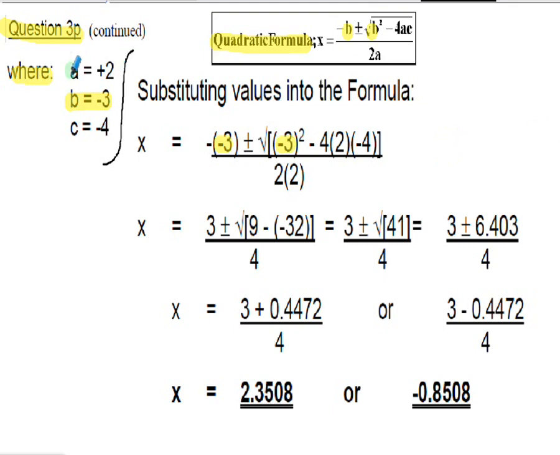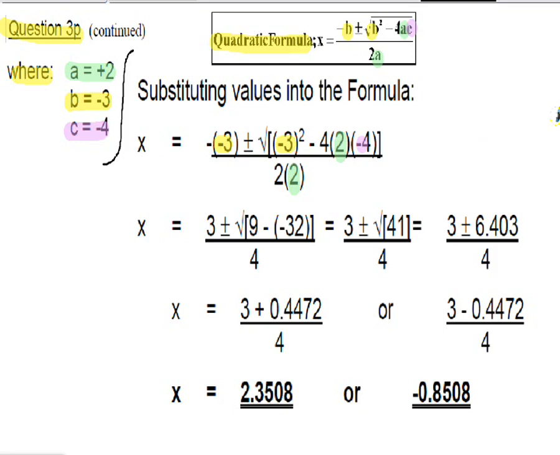Now put the value of a into the equation. a is equal to positive 2, and that occurs here and here in the equation, so it's positive 2 and positive 2 going into the quadratic formula. And finally, constant c is negative 4. Constant c is used here, so there's my negative 4.